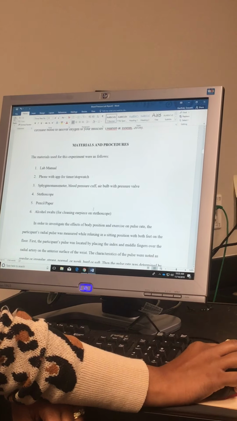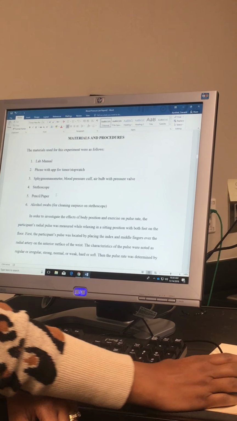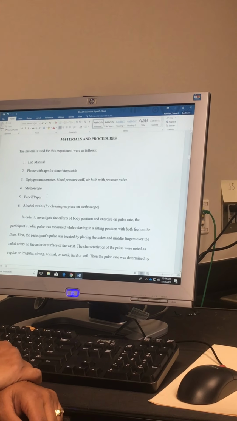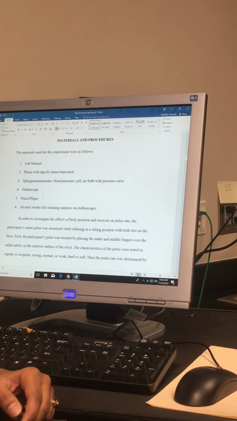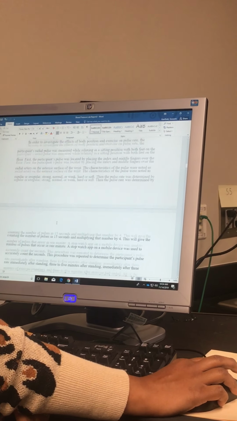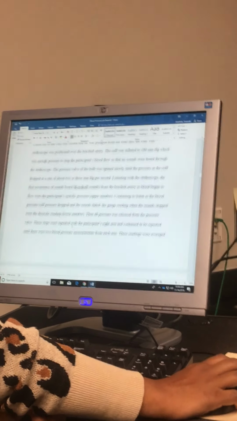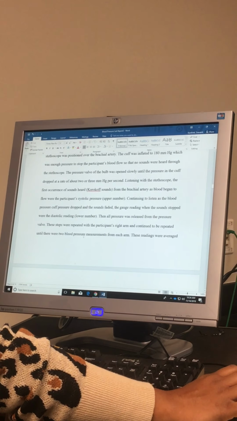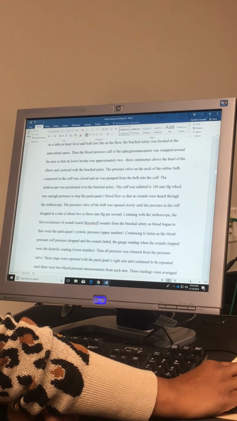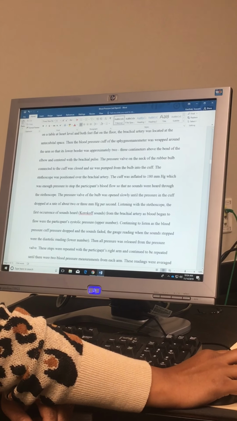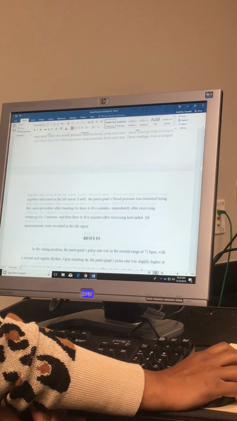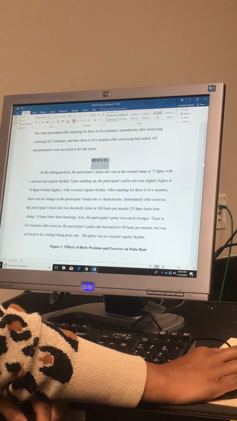The materials and procedures, you're literally taking that right off of your sheet that you have, and write it as a step-by-step process would be better. You don't even have to make it this long. You don't. Then your results.